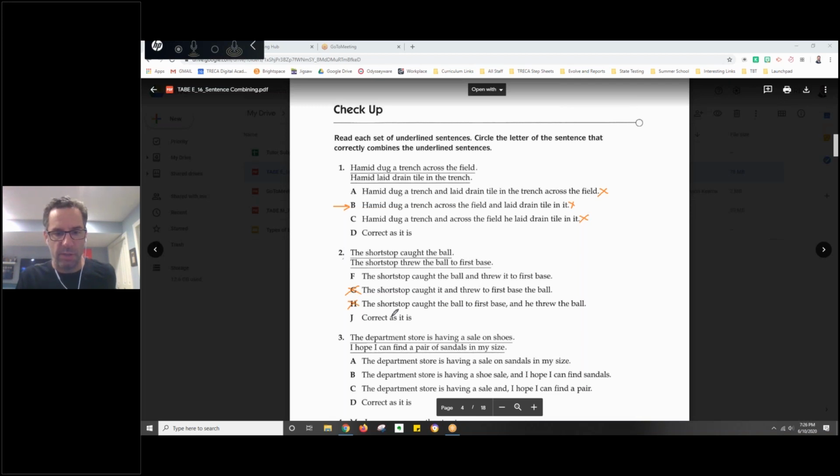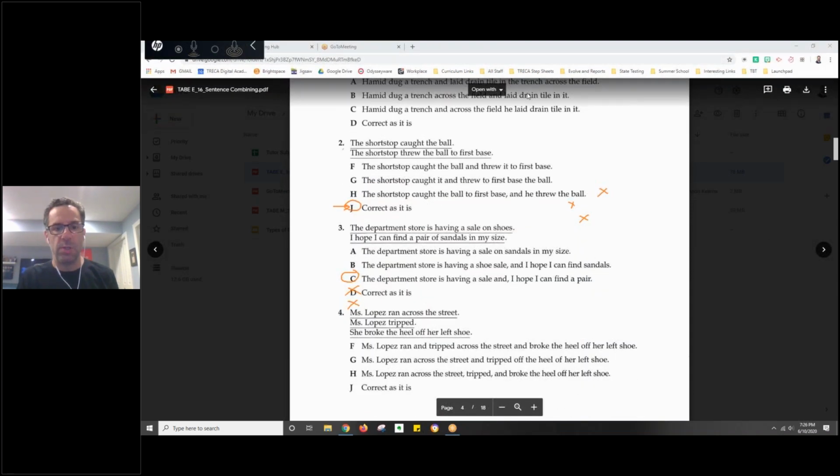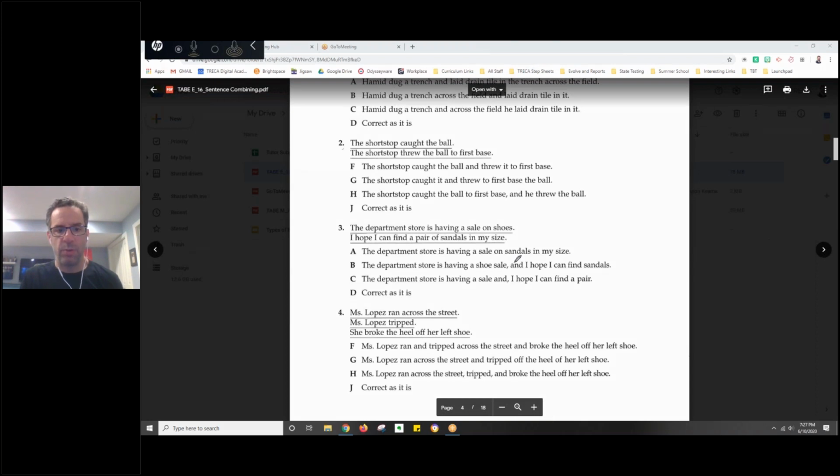I don't think that one is correct because it's 2 events, but it can be combined into one event. He catches the ball and then he throws it to first base. So the shortstop caught the ball and threw it to first base. I would say it's F for that one. So if you want to do 3 and 4, go ahead and pause it. I'll get my pen out here and we'll do 3 and 4.